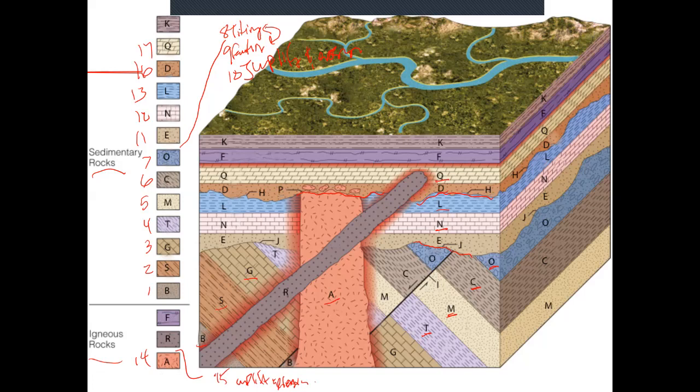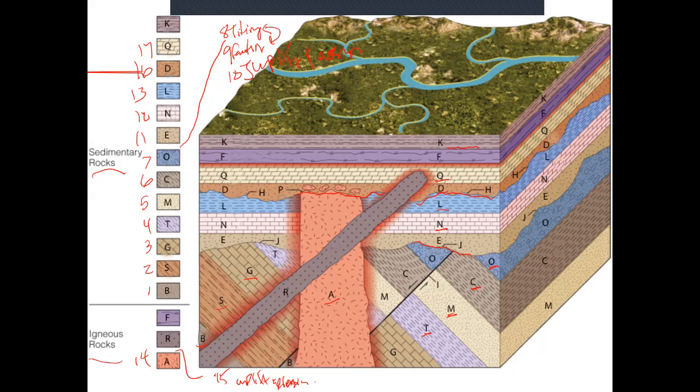Now R cuts across everything up to and including Q. So R must be younger than Q. But we also see that F is younger than Q because it's on top of Q. But R and F don't interact with each other. So we don't know if F is younger than R or R is younger than F. So we don't know the sequence, but we do see K on top of F. K is sedimentary rock, so it must be younger than F because there's no unconformity here.